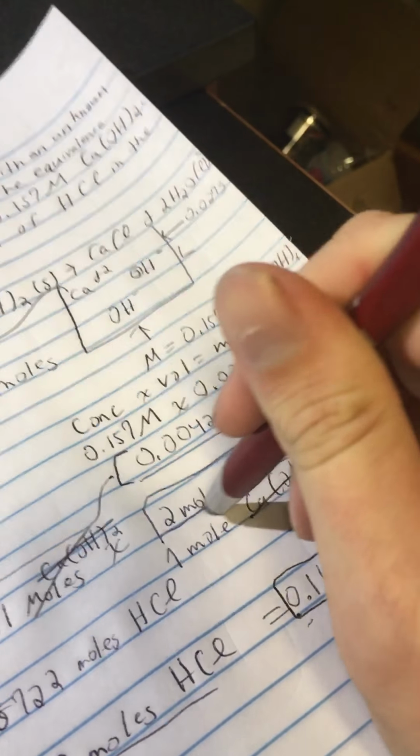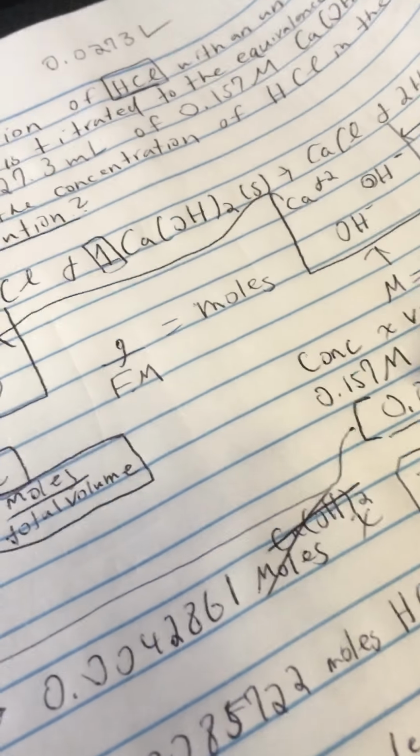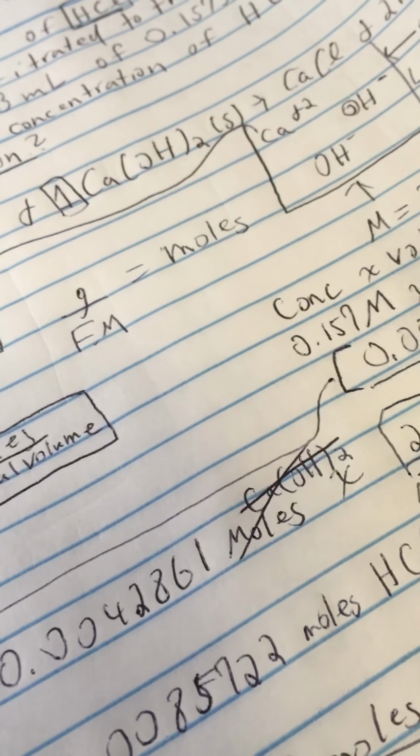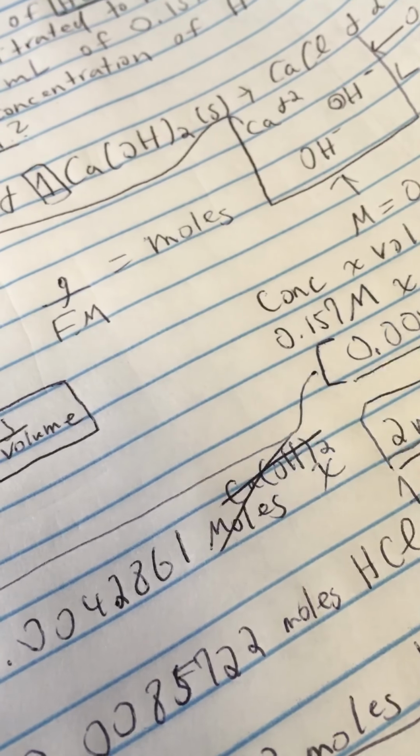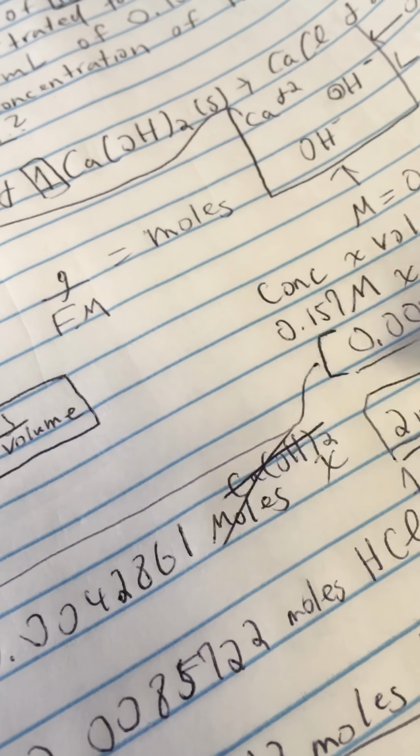And the final tip I will give you is make sure that you put what you're trying to find at the top of your division equation down here. You never want to switch them, because then the units will not cancel out properly in your division problem.